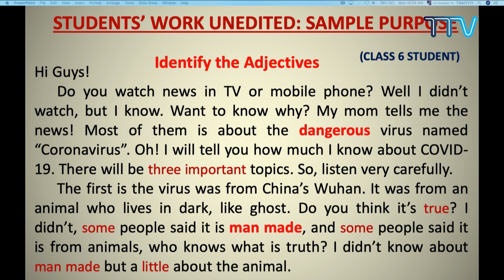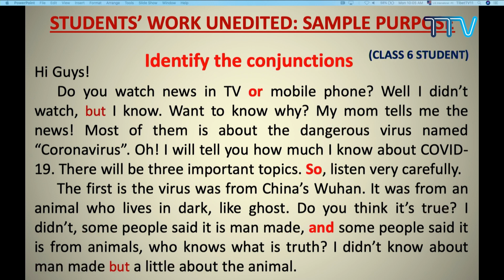It doesn't mean that a class 6 student should write all this and should not go beyond that. No, there is no limit. There is no compartment, no tight learning like this. A class 6 student can write better than class 8, 9, provided that he or she keeps practicing. Okay, yes. So these are adjectives.